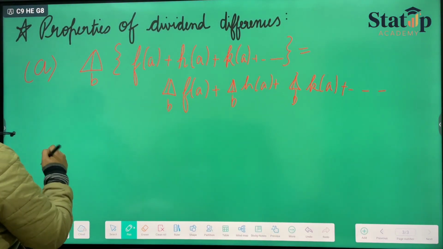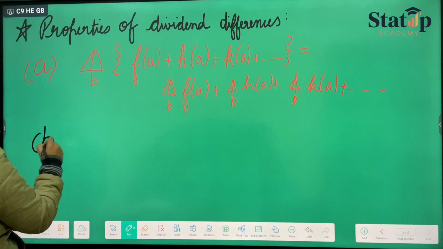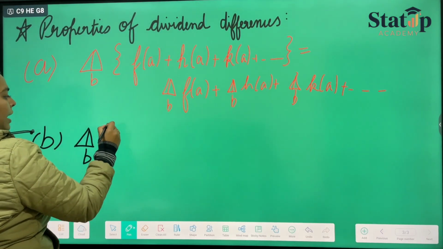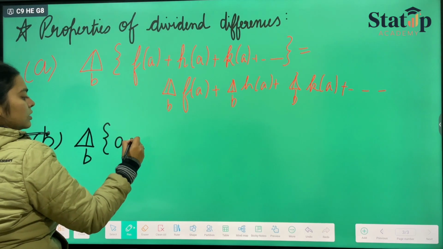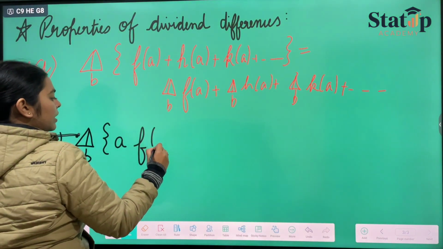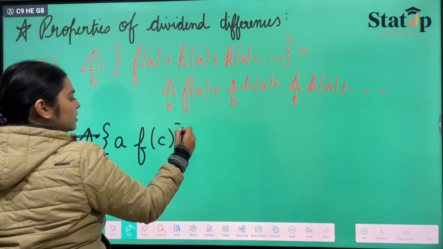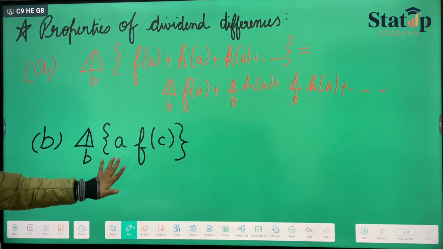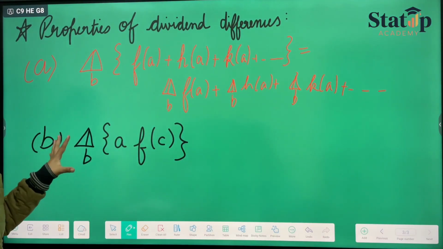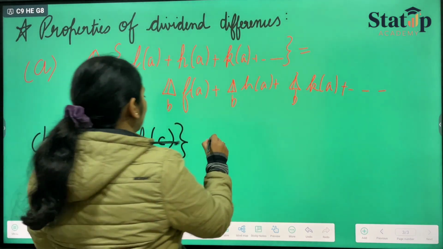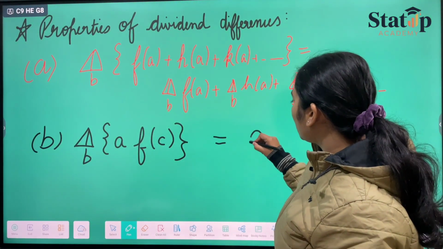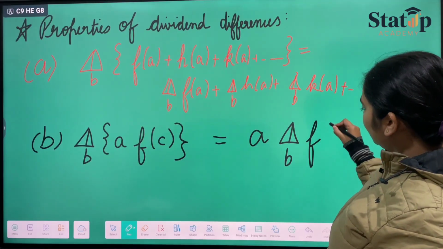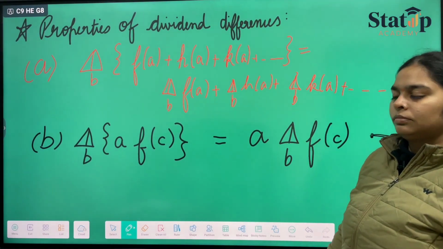Then the second property says that if we have a constant, suppose we are finding the divided difference of a constant multiplied with a function, c times f(a), and we take the divided difference of this, then what will happen? It is nothing but simply the constant will come outside and the divided difference will get inside.